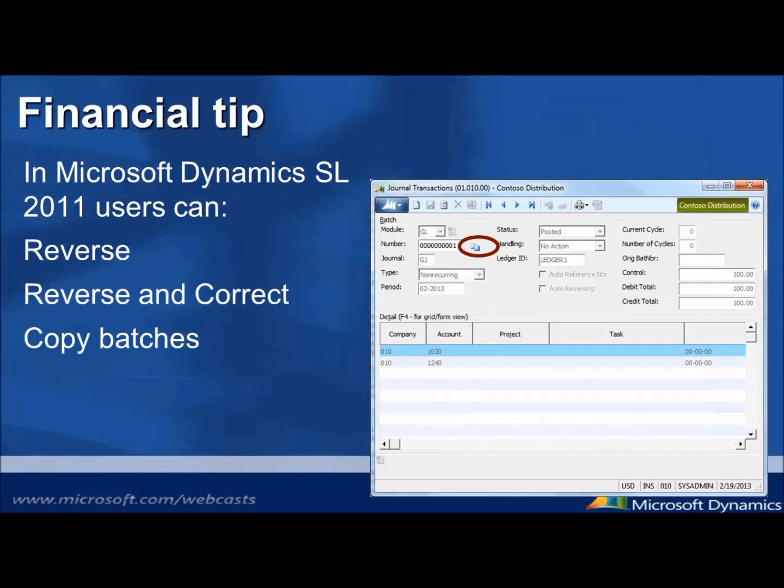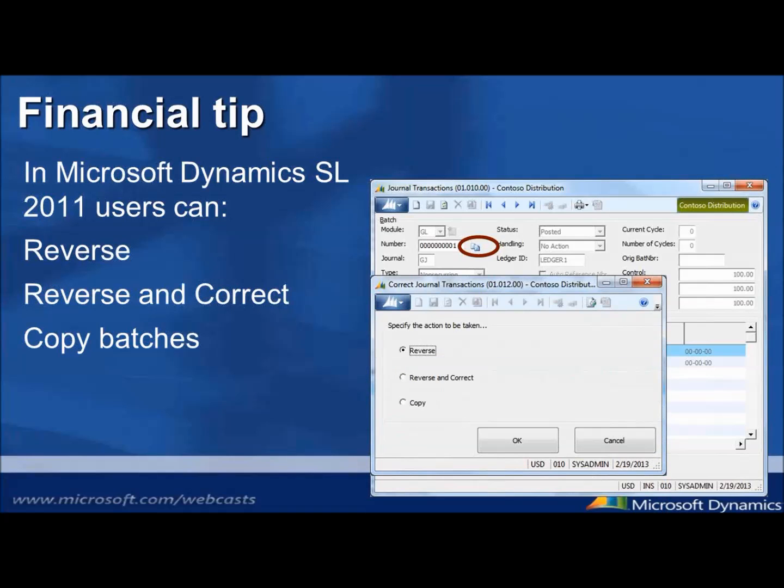Our next tip is the ability to reverse and correct, and copy batches in the General Ledger Journal Transactions screen. That little button there to the right of the batch number field will allow you to pull up this screen, and you can see it's that easy. You bring up the batch, you choose what you want to do with that batch, and those transactions get created. So it's very, very handy, very easy, very simple to use.